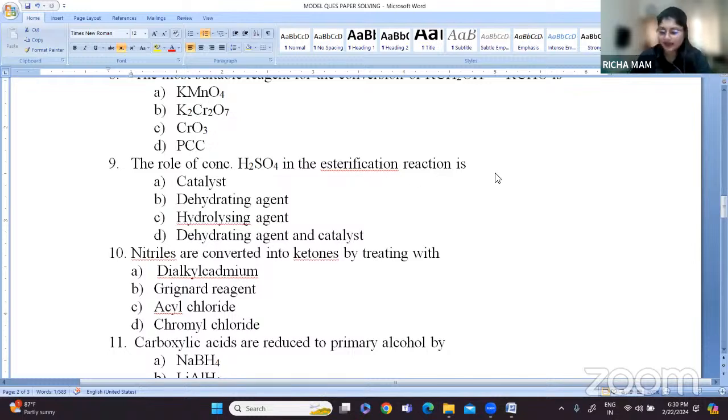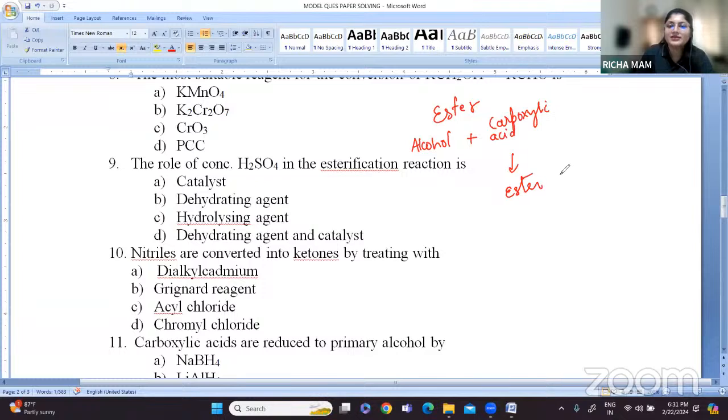Do you know esterification reaction? Esterification reaction means preparation of ester. We are taking an alcohol and a carboxylic acid, and what is formed? We form an ester, ester plus water molecule. So in esterification reaction, as you know, we are making use of this concentrated H2SO4.